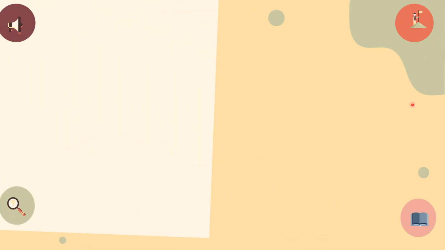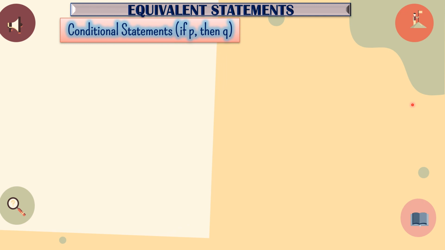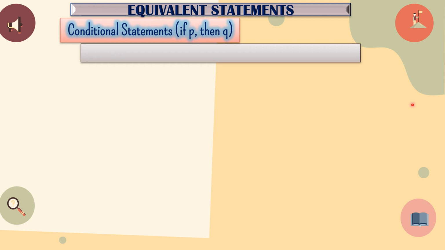So, let us have equivalent statements. Papatunayan natin or ipapakita natin dito na ang conditional statement ay equivalent sa contrapositive, at ang converse ay equivalent naman sa inverse. So, let us have conditional statement. Conditional statement, if P, then Q. Yung statement daw natin ay if a polygon is a square, then it is also a quadrilateral.